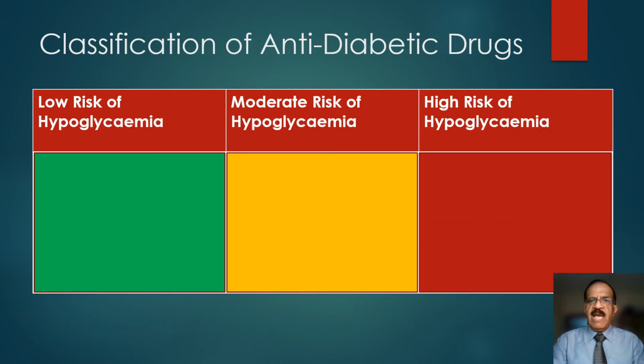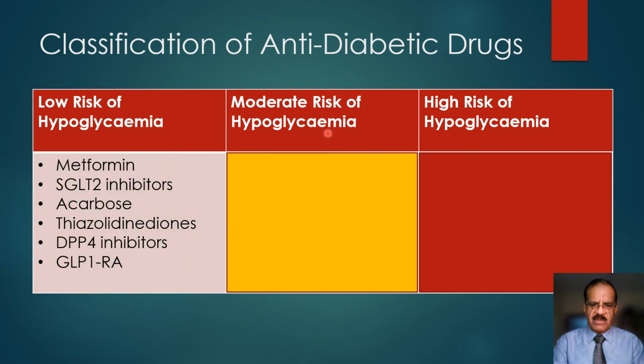Now, we can classify anti-diabetic drugs into three classes. This classification is based on the potential of causing hypoglycemia. We can classify into those which have low risk of hypoglycemia, those which have high risk of causing hypoglycemia, and then those which have moderate risk of causing hypoglycemia. Let's first talk about the low risk hypoglycemia classes. I'm sure you're all familiar with these drugs: metformin, SGLT2 inhibitors, acarbose, thiazolidinediones (TZDs), DPP4 inhibitors, and GLP-1 receptor agonists.